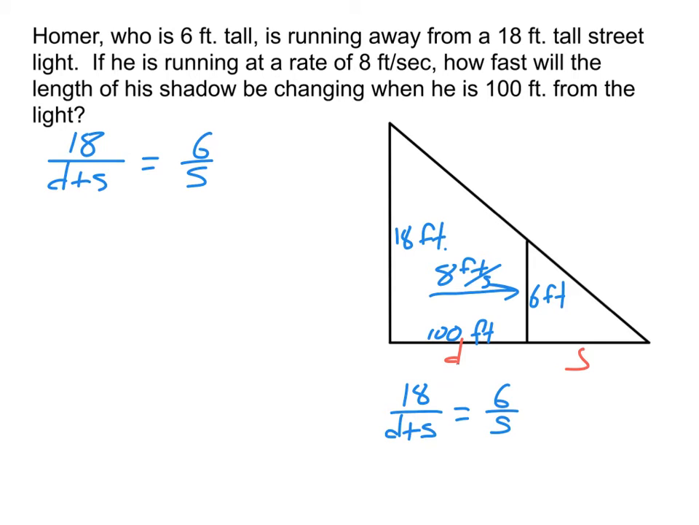Cross multiply. Yeah, so let's go ahead and cross multiply right off the top here. So I do the 18 times s, which is just 18s, and the 6 times the d plus s. Make sure to distribute to both.